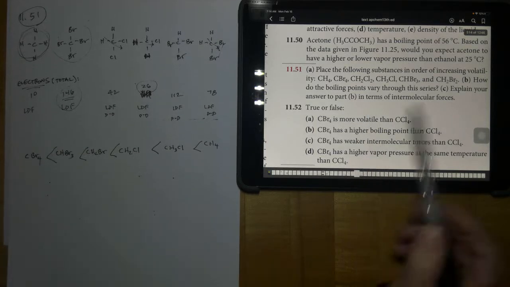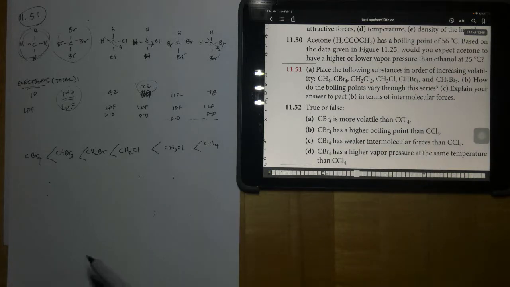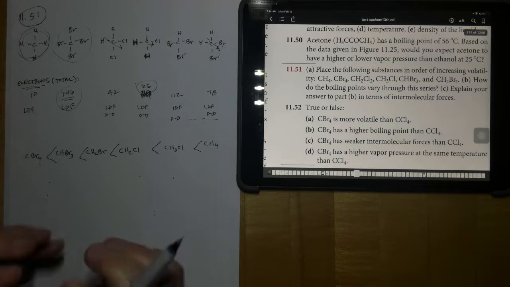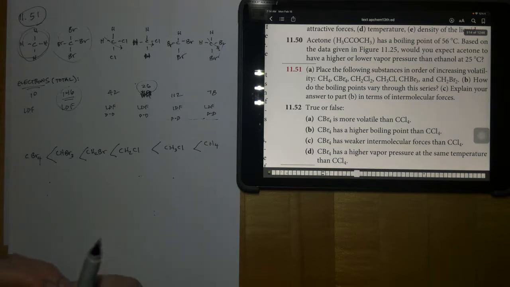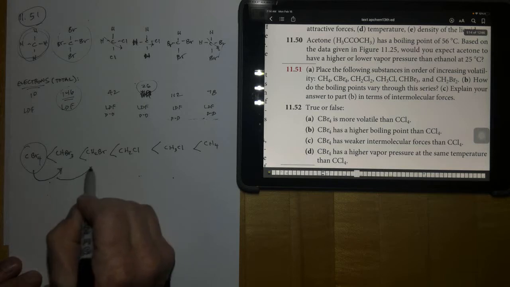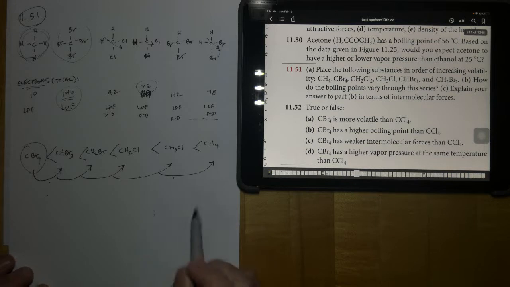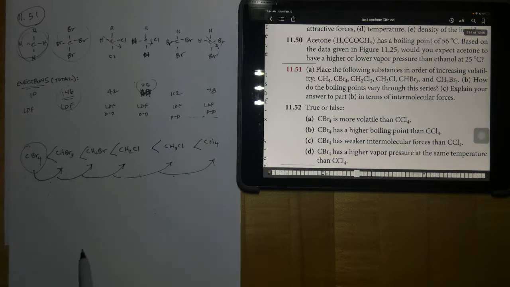Now on letter B it says, how do the boiling points vary throughout the series? Well, the one that sticks together the best and doesn't want to go into the gaseous phase would have the highest boiling point. Our lowest boiling point would be this guy, because this would love to be a gas since it has very low London dispersion forces. Our next lowest boiling point would be this, and so on. So it would just go the opposite direction for boiling points, lowest to highest boiling point.